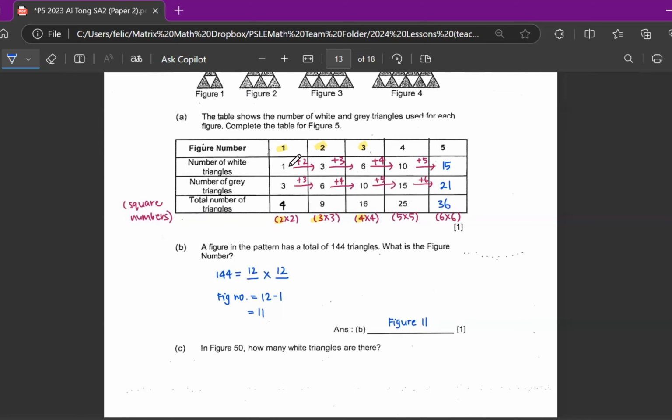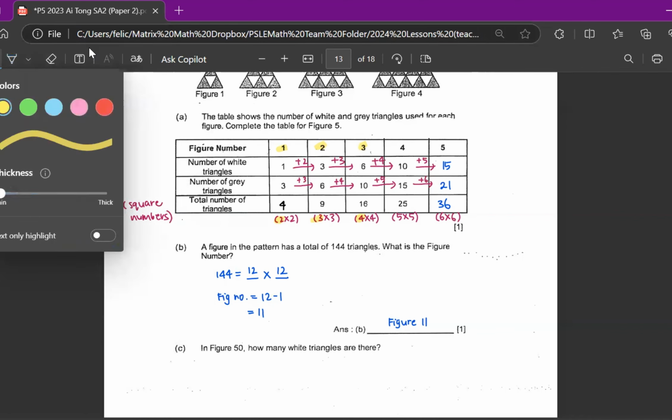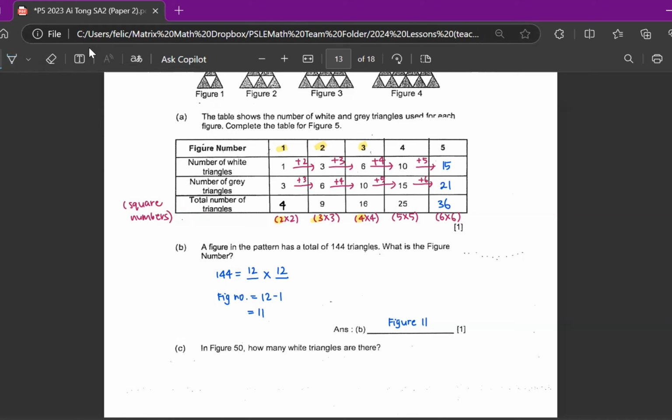Okay, we simply make use of this plus 2, plus 3, plus 4. We string it into an equation. So what do I mean by that? What I'm going to do is highlight all the numbers that help me form an equation. I think I'll use a pink highlighter.